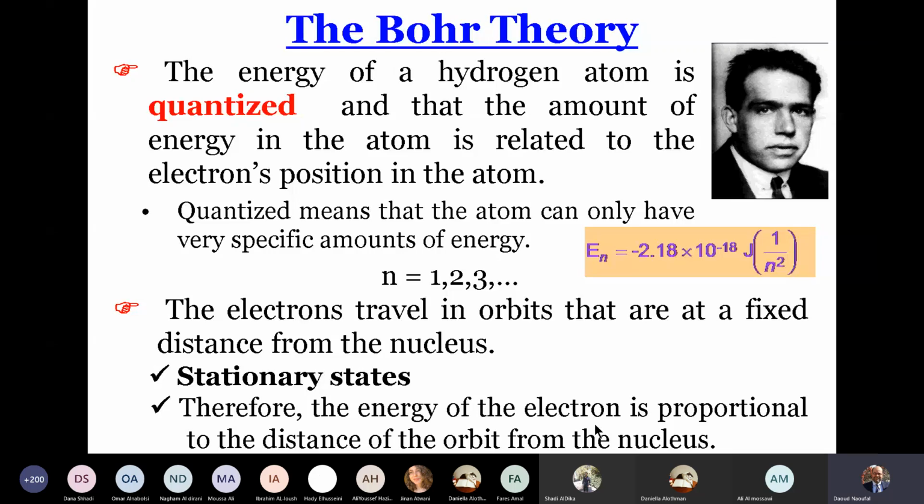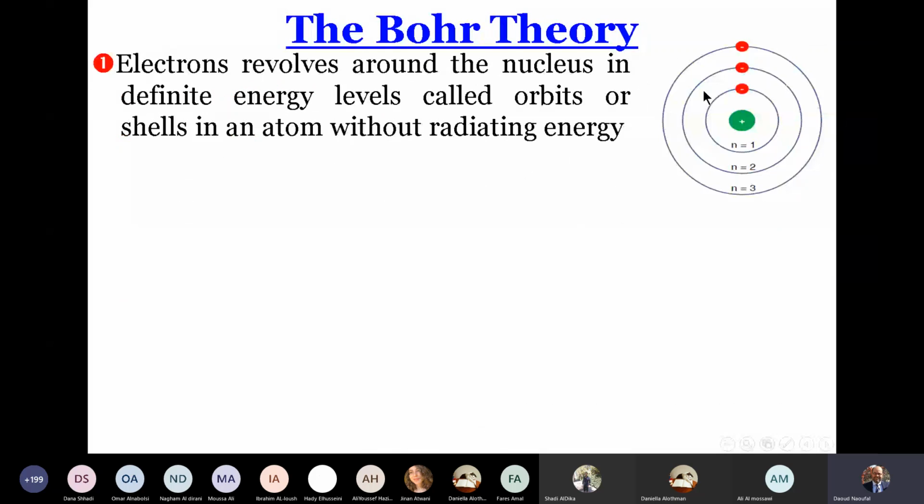What is the meaning of the energy is quantized? If we look at these orbits, between orbit 1 and orbit 2, we have a space. So the electron cannot be found between level 1 and level 2. Either the electron is found on level 1, on orbit 1, or the electron on level 2, or the electron on level 3. So the energy levels are quantized.